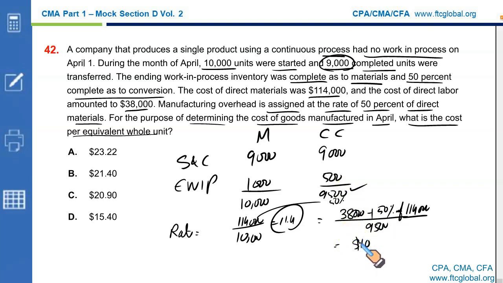Now, if you ask me to determine what would be the cost per equivalent whole unit, so that will include 11.4 for material and $10 for conversion cost. So it's combined 21.4. That makes B to be the correct option.